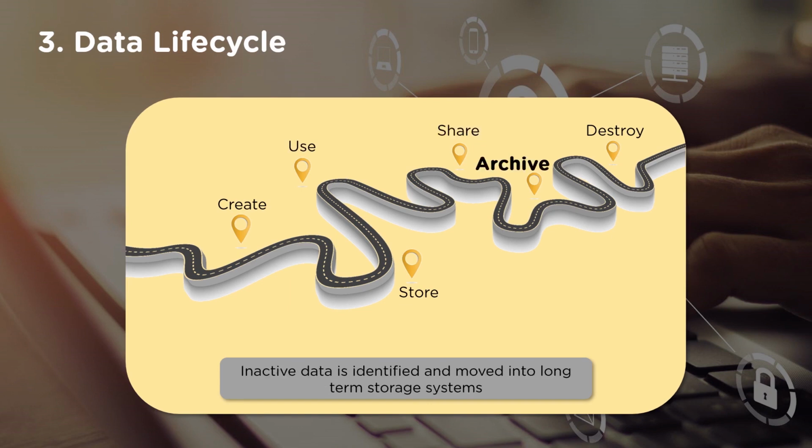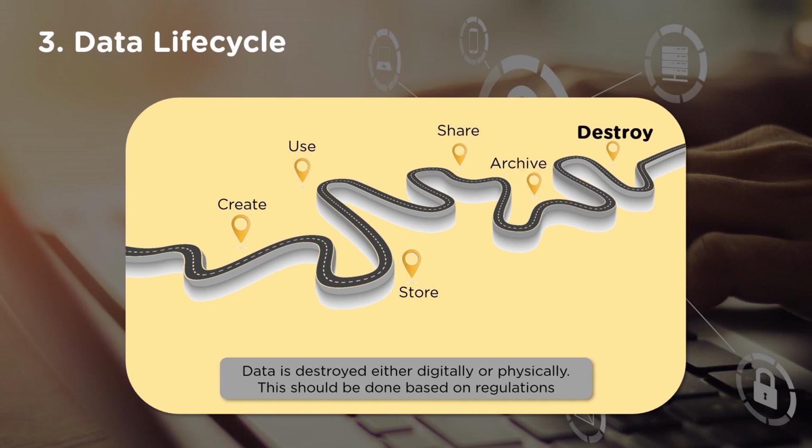Our fifth phase is archive. Here, data which is not used frequently, that is, inactive data, is identified and then moved into long-term storage systems. And finally, we have the destroy phase. As the name suggests, data is simply destroyed here. Data can be destroyed either digitally or physically. Not to forget, you cannot simply destroy data. It should be done based on regulations.